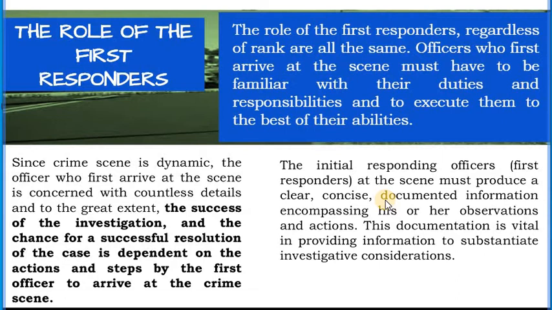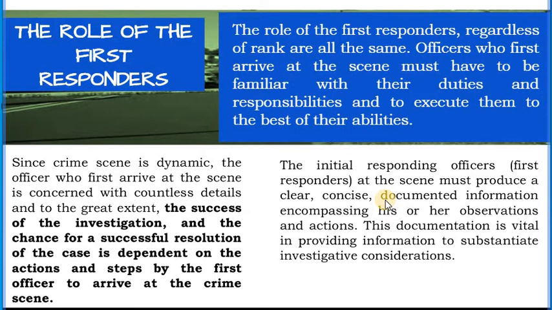So, the initial responding officers, yun ang tawag natin, first responder, at the scene must produce a clear, concise, documented information encompassing his or her observations and actions. So, this documentation is vital in providing information to substantiate investigative consideration. Malaki kasi ang role ng first responder sa crime scene.